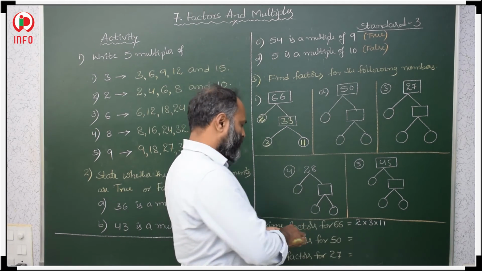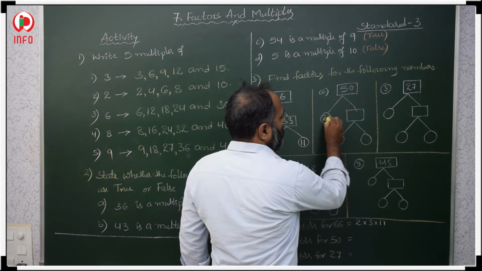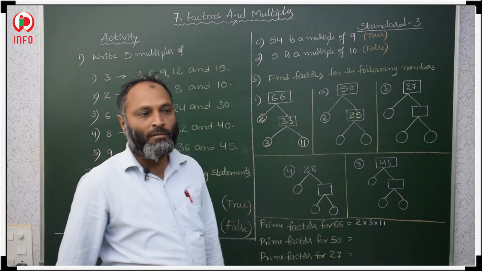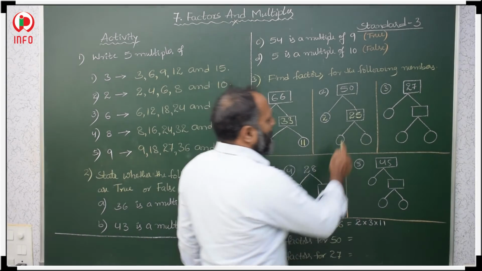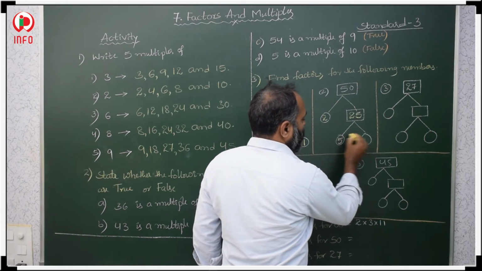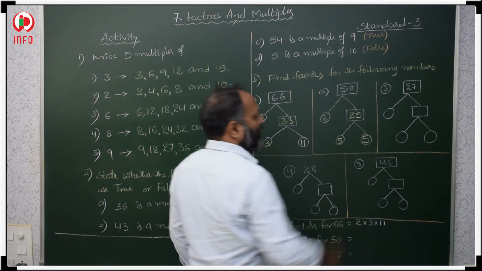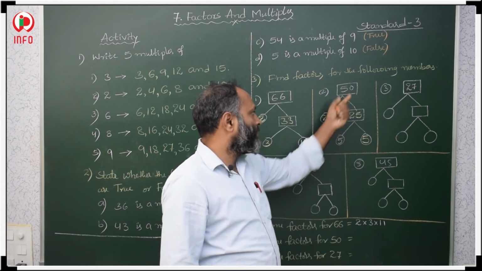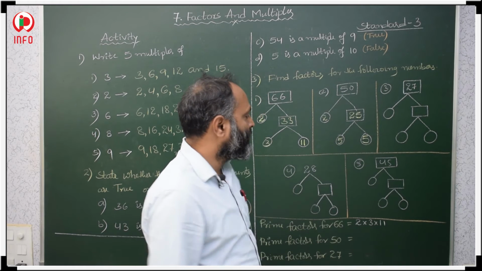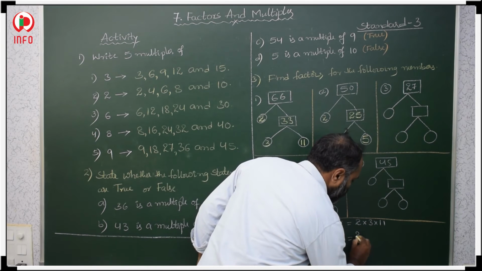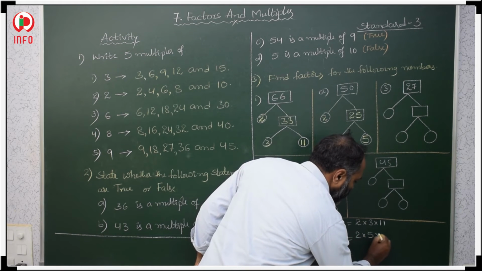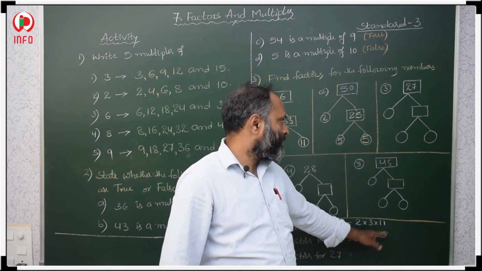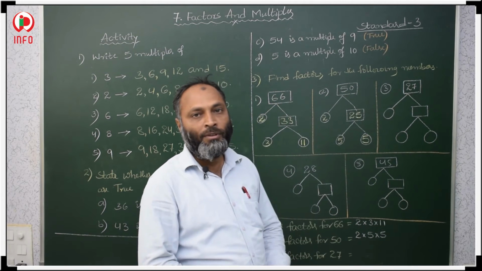Then 50. 2 25s are 50. Then 25, 5 5s are 25. Now, he is asking for the prime factors of 50. These circle numbers we have to write: 2 into 5 into 5. 2 5s are 10, 10 5s are 50.